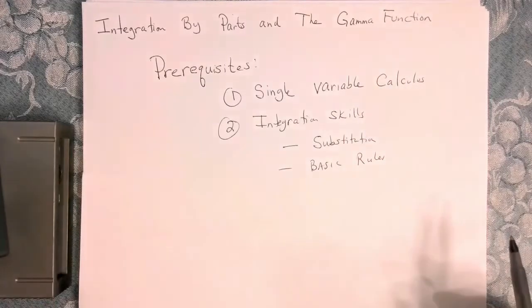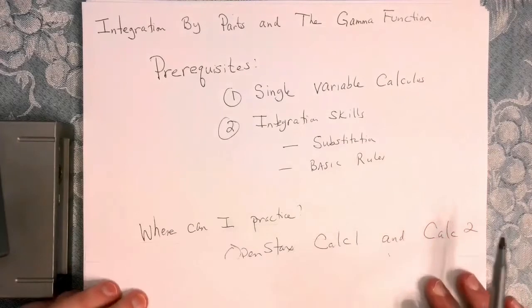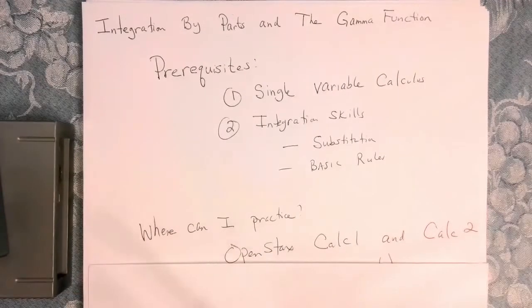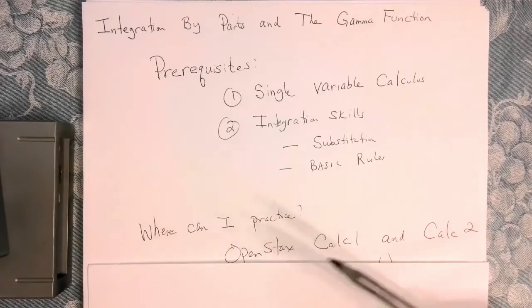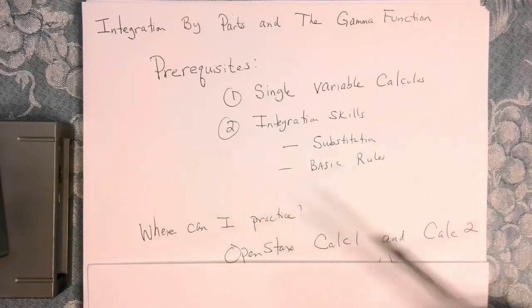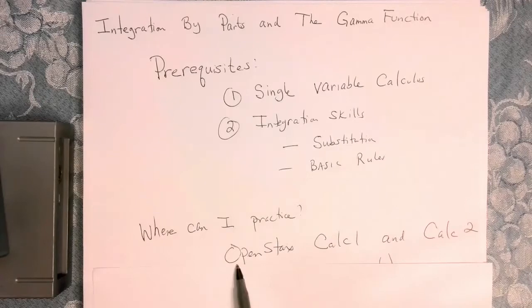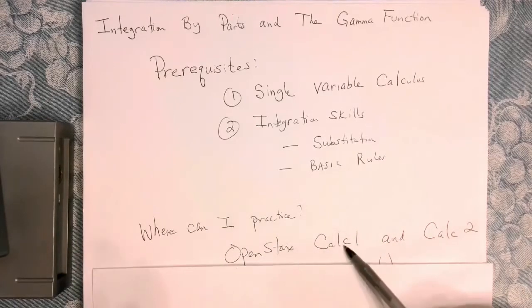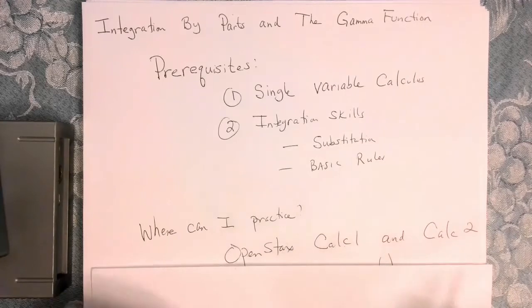And the question might be, where can I practice these things? Well, you can practice these for free at a website called OpenStax. Now, this has several free open source textbooks that are approved by the American Mathematical Society, written by some great mathematicians like Gilbert Strang from MIT. And you'll find books here on not just Calc 1 and Calc 2, but algebra, pre-calc, trigonometry, Calc 3, and beyond. It's a great resource.